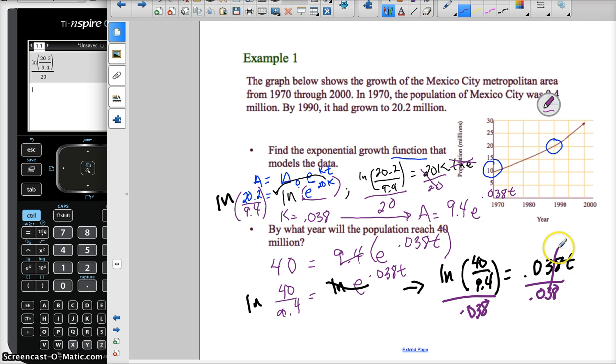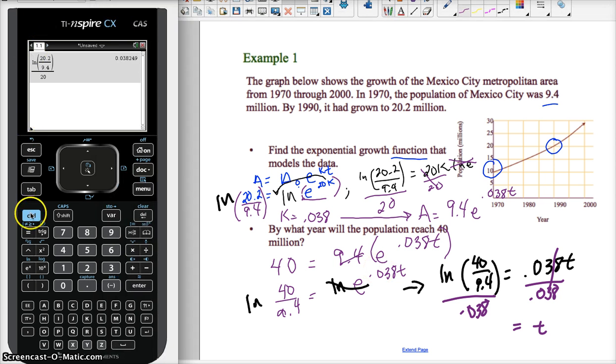And again, let's calculate and find this time the value of t. So the natural log of 40 divided by 9.4, and that value is being divided by 0.038. So it looks like we get a value for t as 38.1.